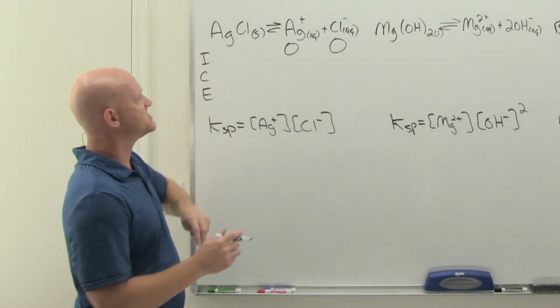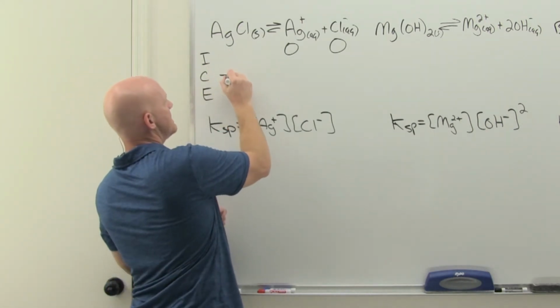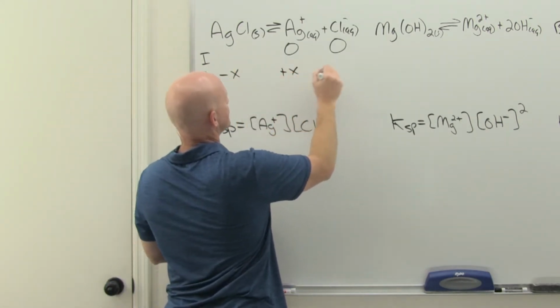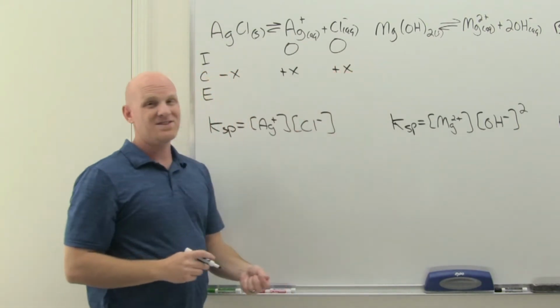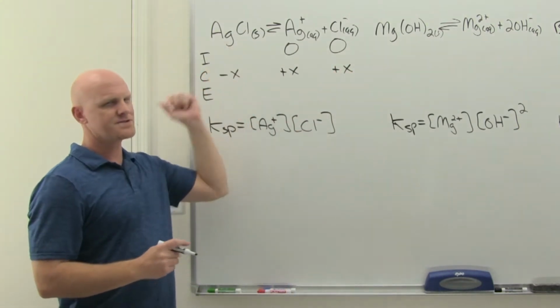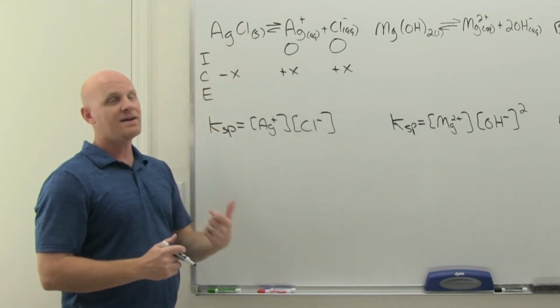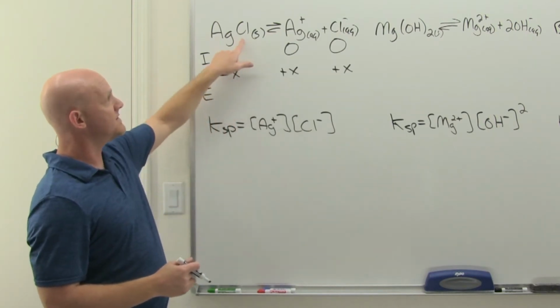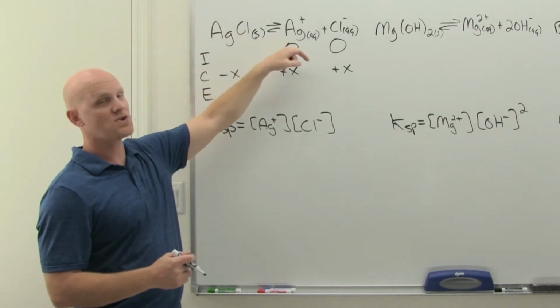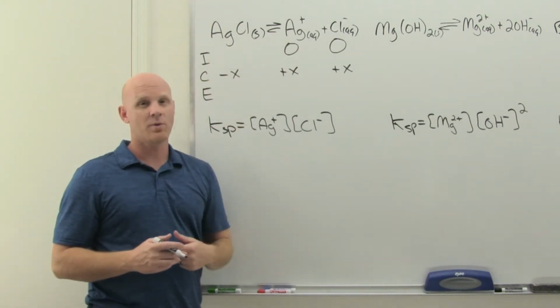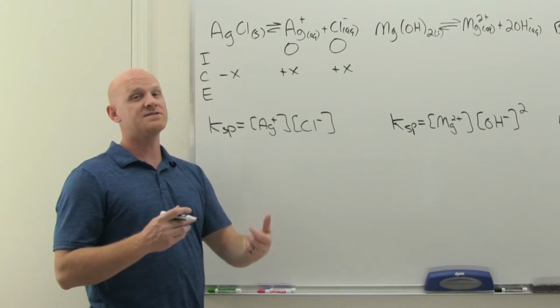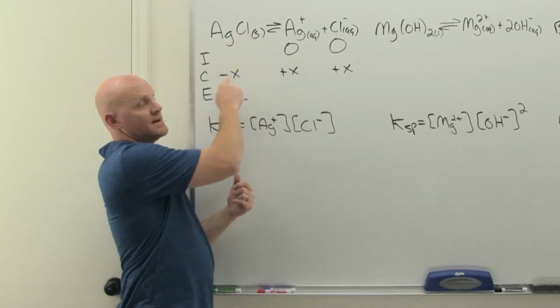But then we'll deal with the change. And in this case, we'd say maybe minus x here and plus x here and plus x here. And here's the deal. We don't typically fill in the chart for solids or liquids. So why am I filling it in here? Well, it turns out that x here is the concentration of the solid that dissolves, and that is actually what we term the molar solubility. It is the molar concentration of solid that dissolves.